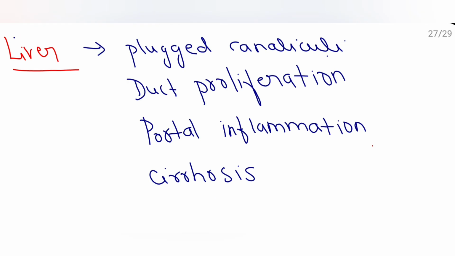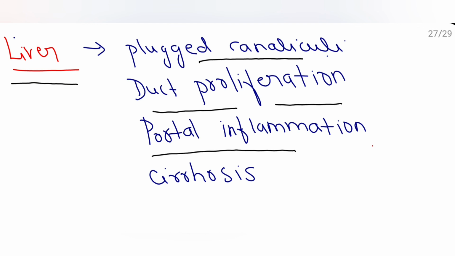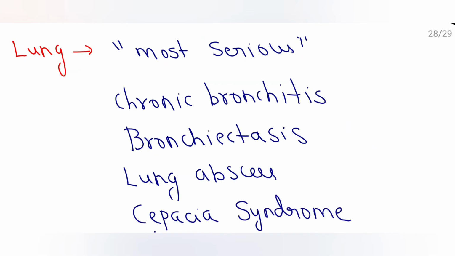Now, what are the morphological changes in the liver? Again, the bile canaliculi are plugged or obstructed. Ductal proliferation is seen, and there could be portal inflammation. Later this progresses to focal biliary cirrhosis. This occurs in the liver. Now you know why the liver changes are seen.